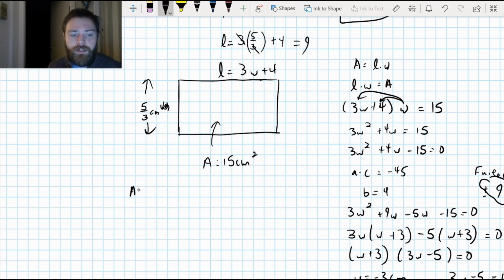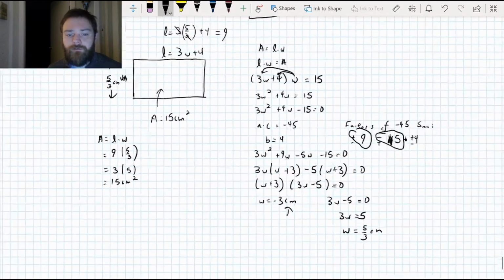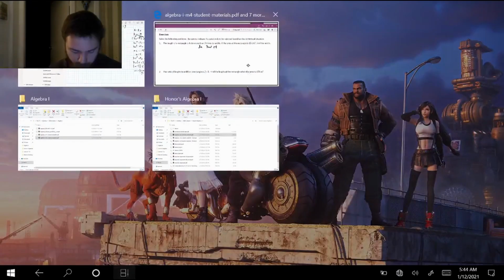So area is equal to length times width. So it should come out to be 15. We're going to check that. So the length is 9. The width is 5/3. So 9 divided by 3 is 3. So 3 times 5 is indeed 15 centimeters squared. These two were centimeters, so centimeter times centimeter gives us centimeter squared. And that is how the cookie crumbles.